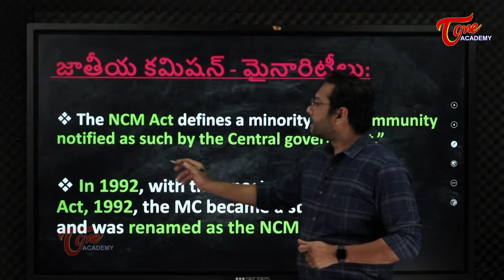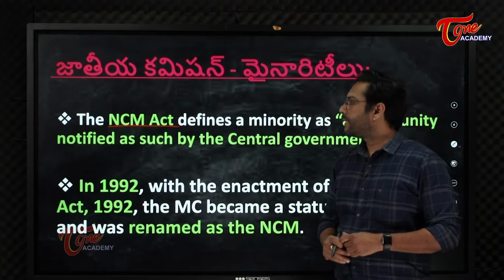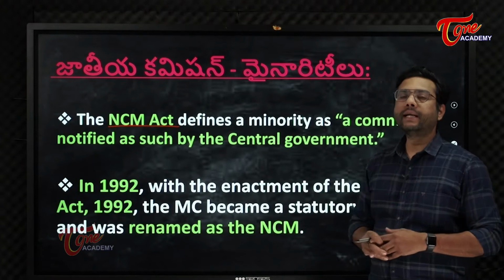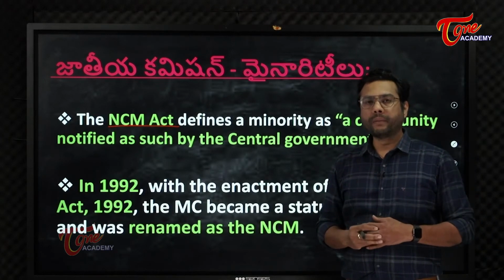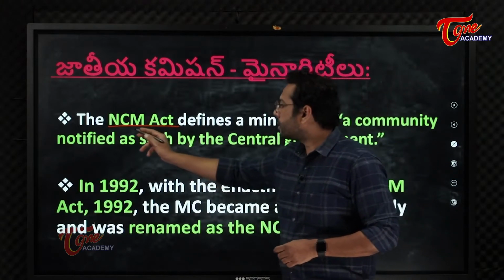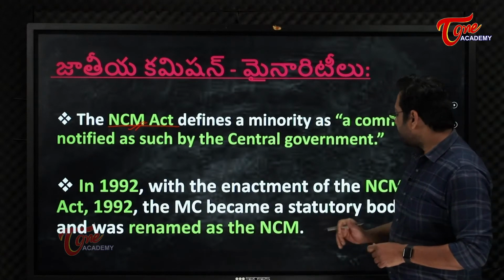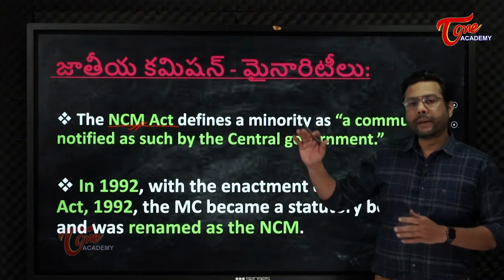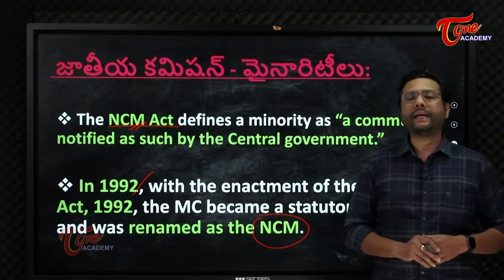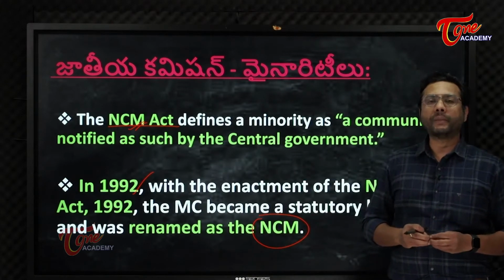And then, in 1992, we established the National Commission for Minorities, which was created by a statute, that is, by an Act of Parliament, and hence we call this a statutory body. The National Commission for Minorities Act created the National Commission for Minorities, and the Minority Commission was renamed as the National Commission for Minorities. In 1992, a full-fledged, separate National Commission for Minorities was established.